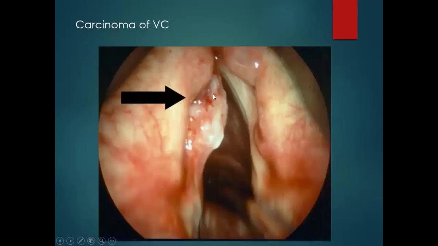This is the appearance of a carcinoma of the vocal cord. You can see the irregular growth here, where the other side is normal.